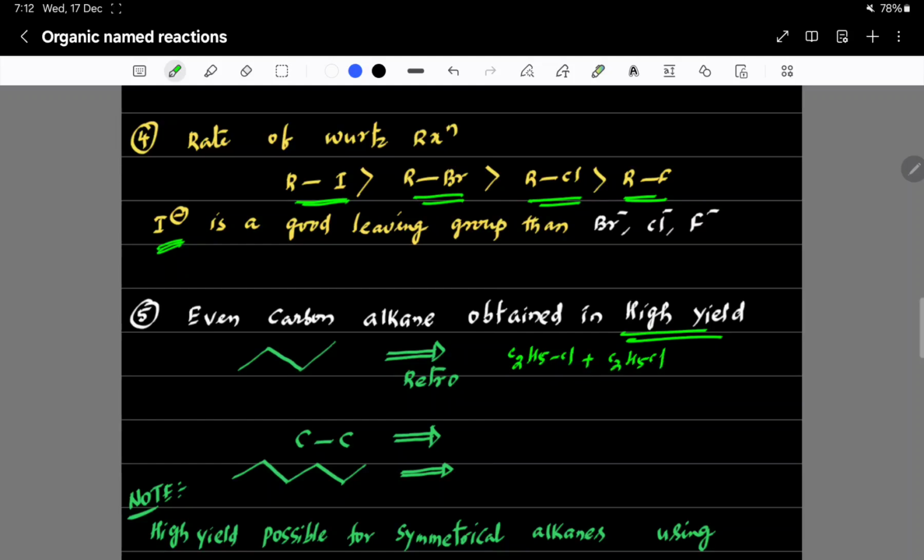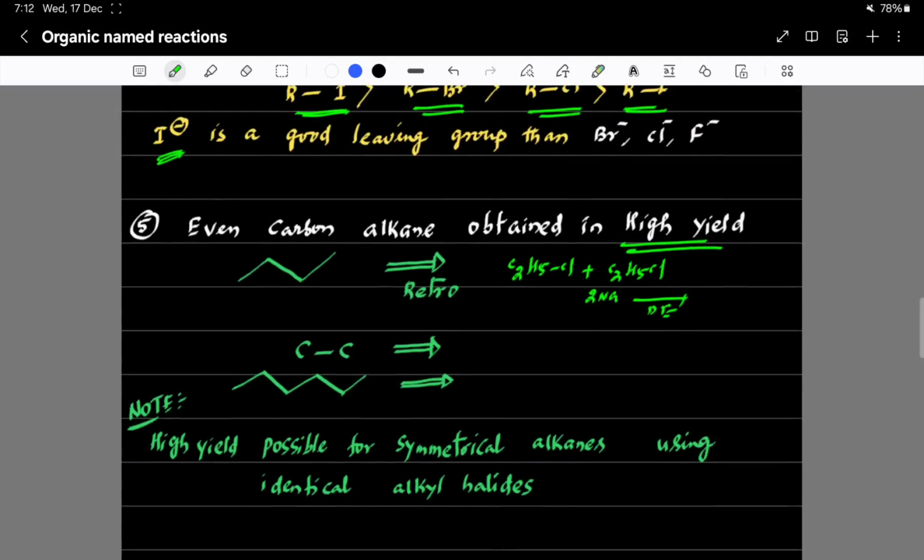So there is no other possible product, student. With ethyl chloride and ethyl chloride reacting with sodium in the presence of dry ether, we will get the maximum product, which is only butane. So we cannot get any other byproduct. That's why in this Wurtz reaction, especially for symmetrical alkanes, a high yield is possible only for symmetrical alkanes.